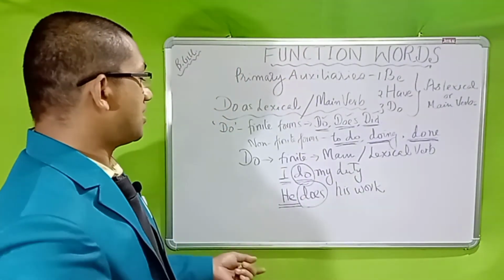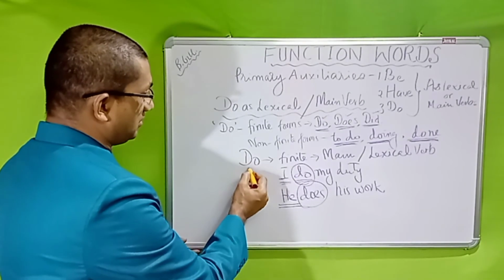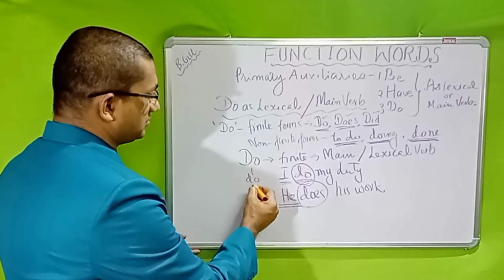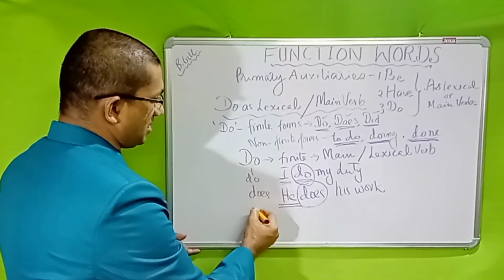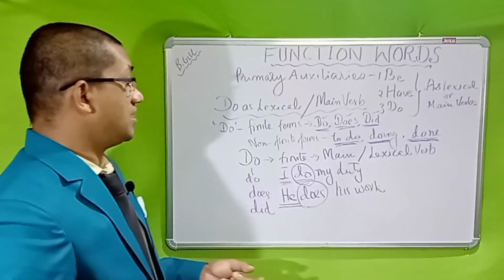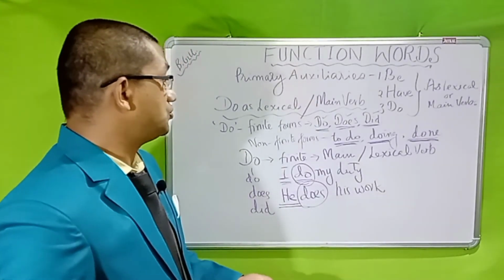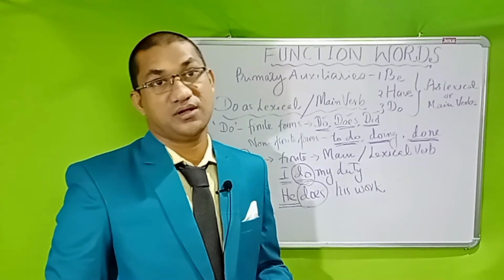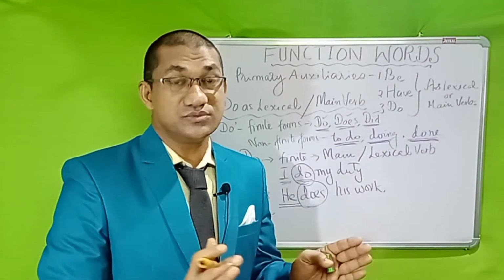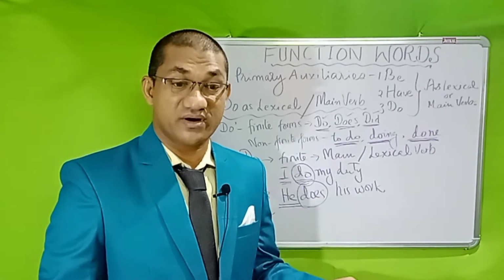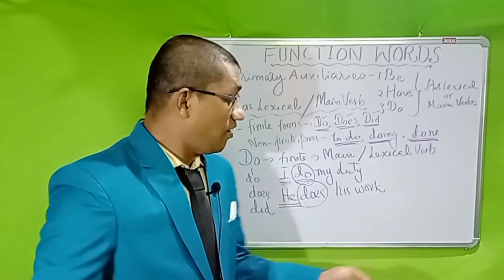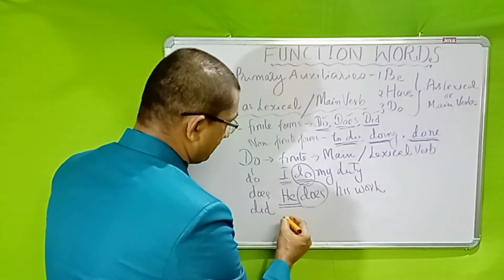And now we just come to, of course, the third form. First is, of course, do. Second is does. And the third form is did. That is, of course, the auxiliary verb do as finite in sentences. All right, we say I do my work, he does his work, and we also say we did our duty. All right, that is of course the past.